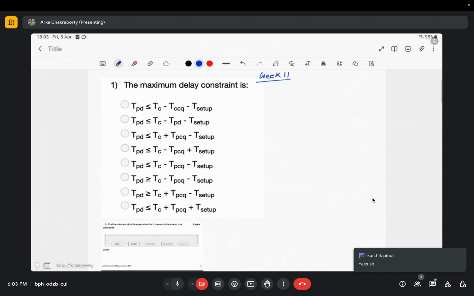So the first question is the maximum delay constraint. We have been given a number of delay conditions and we have to find the correct one. It has not been mentioned here, but we are considering the case for a flip-flop based circuit. So let us quickly look into the circuit first.